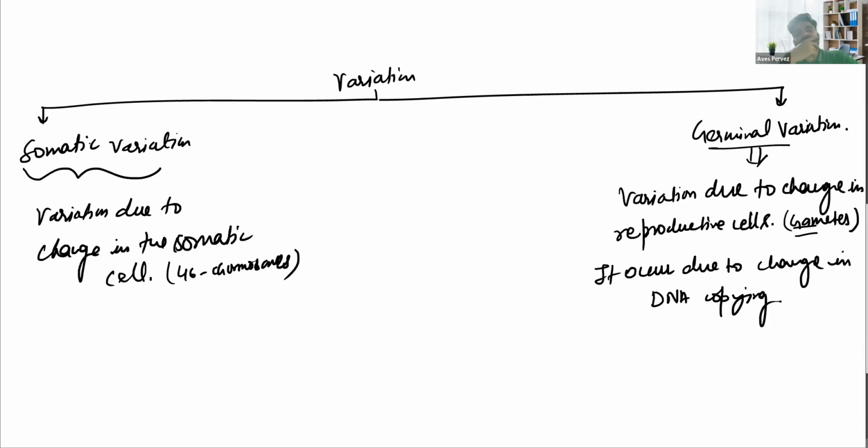Yes, Abir. Give me an example of somatic variation. Sir, bodybuilding or artificially coloring your hair? Yeah, you can say that.